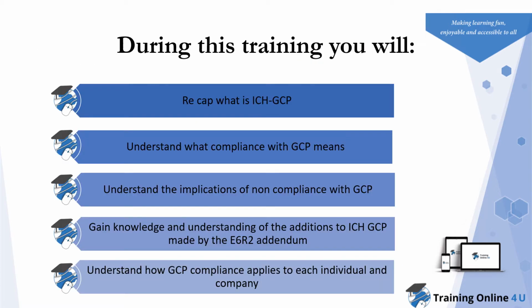During today's training, we will look at the following. Firstly, we will recap what is ICH GCP. We will look to understand what compliance with GCP means. We will then look to understand the implications of non-compliance with GCP. We will gain knowledge and understanding of the additions to ICH GCP made by the E6R2 addendum. And then finally, we will look at how to understand how GCP compliance applies to each individual and also the company.